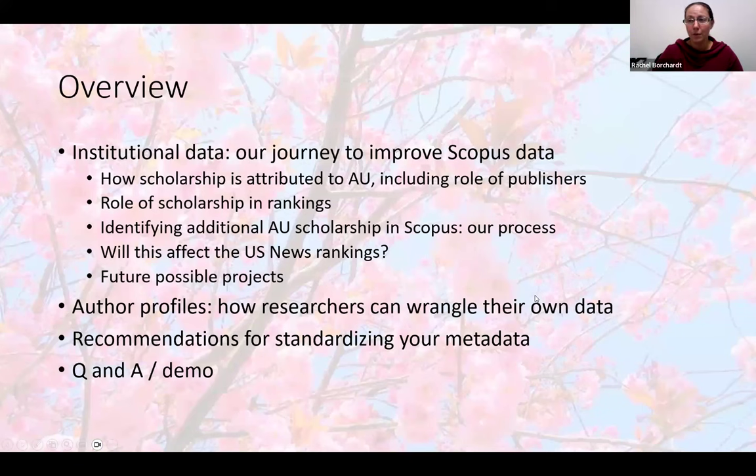All right, so just an overview of what we're going to talk about. We're going to start talking about a project that Elaine and I participated in the past few months to clean up institutional data. So we'll start talking about what institutional scholarship data looks like and the role it plays in rankings, and the process we went through to identify and improve the accuracy of the scholarship that is attributed to AU, and then talk a bit about how that would have affected the rankings had we done this several months ago, and then talk about what we'll do in the future.